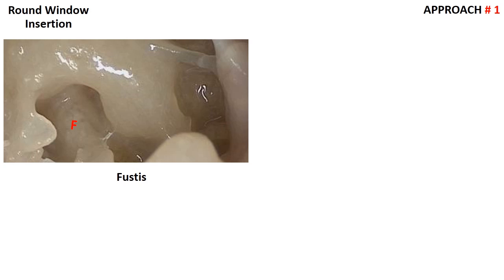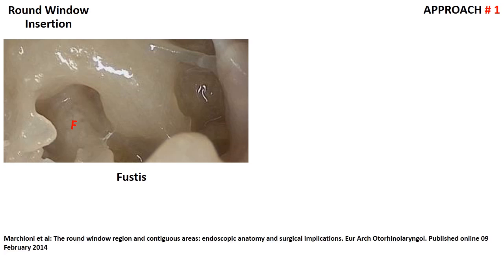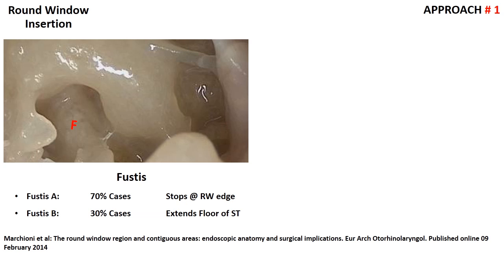The fustis is described beautifully by Marchioni et al. in 2014 using endoscopy, and they identified that the fustis has two types. Type A, which is in 70% of cases, stops at the round window edge. And this could be a very good guide to you to follow it to the round window membrane. Whereas in 30% of cases, they identified that the fustis comes inside the scala tympani, extending to the floor of the scala tympani.